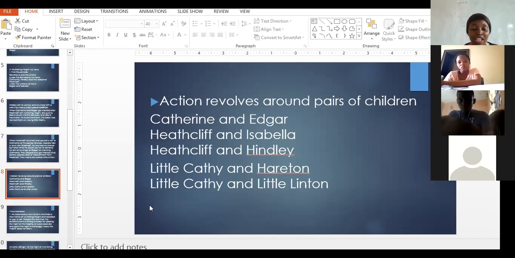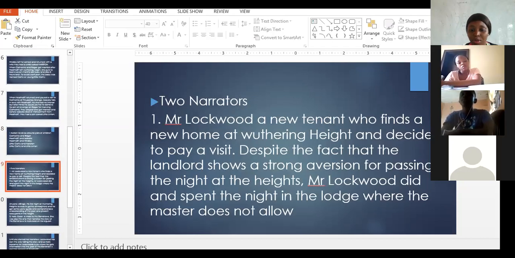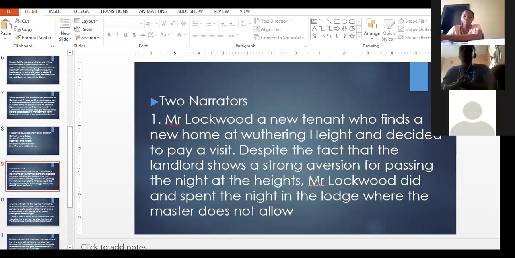We have Little Katie and Hareton. We have Little Katie and Little Linton. Now, we are supposed to start from here today.